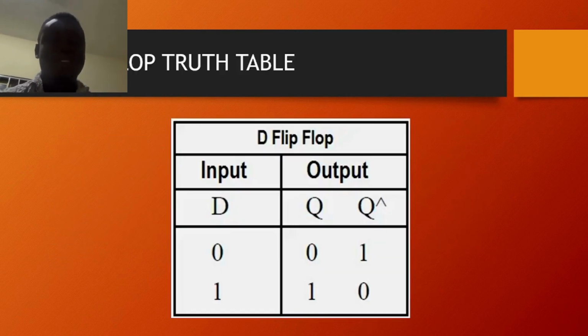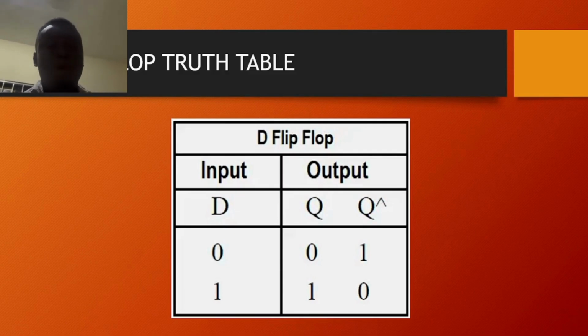Let's look at the truth table of D flip-flop, which will make this explanation quite easier. First of all, on our table we have the input and then the output. As I said earlier on, the output consists of the Q output and then the Q prime output. The Q prime output is the complement of the Q output. And also, whenever you see 0, that means it is in the off state. And whenever you see 1, 1 is in the on state.